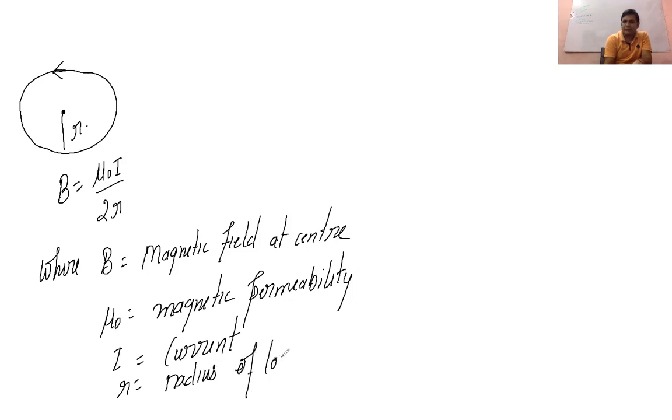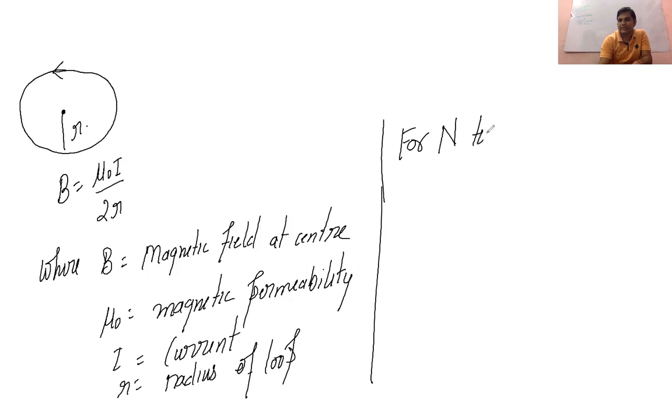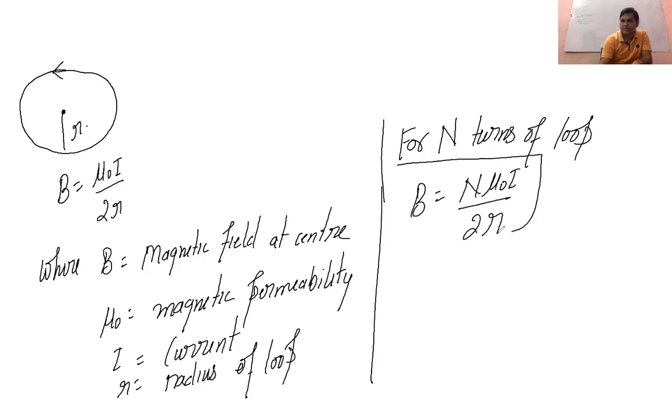Radius of loop. For n turns of loop, we can write B will be n times mu naught I upon 2R. So this will be the formula.